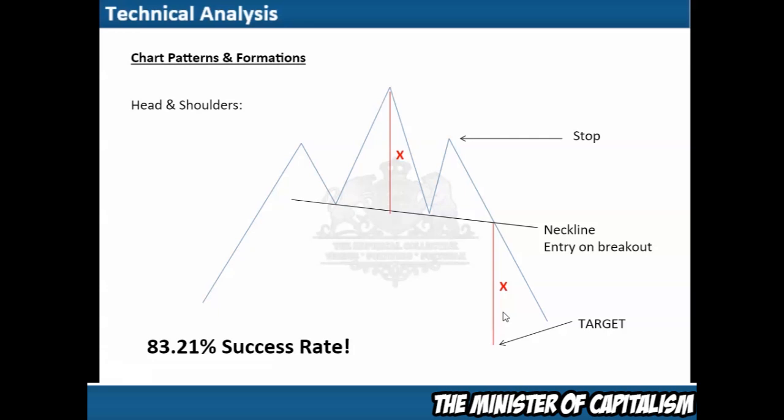The head and shoulders pattern is believed to be one of the most reliable trend reversal patterns. It is one of several top patterns that often signal that an upward trend is nearing its end.